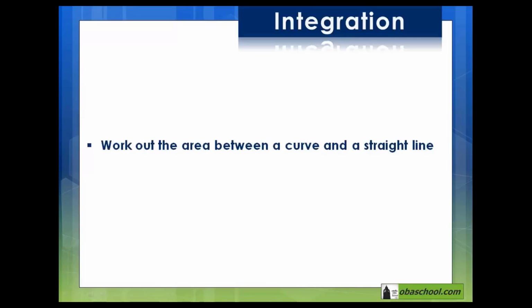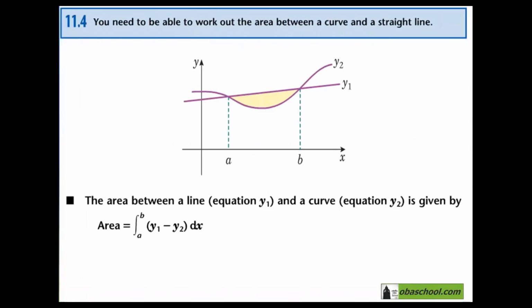The objective of this tutorial is to work out the area between a curve and a straight line. We will apply this rule, integral y1 minus y2 dx. So the higher curve, which is in this case the straight line, minus the lower curve, which is y2, where the x starts at A and ends at B.